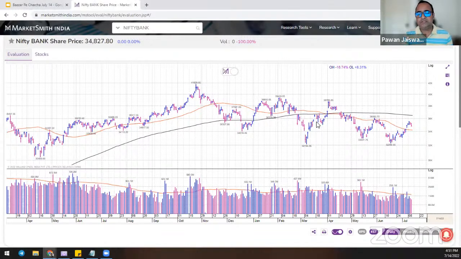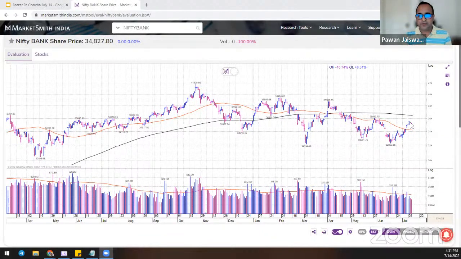Okay, so this is the chart of Bank Nifty. Like Nifty 50, Bank Nifty is also trending below all key moving averages, in a lower top, lower bottom formation. So I can say that from a midterm perspective, Bank Nifty is also trending in correction mode only.